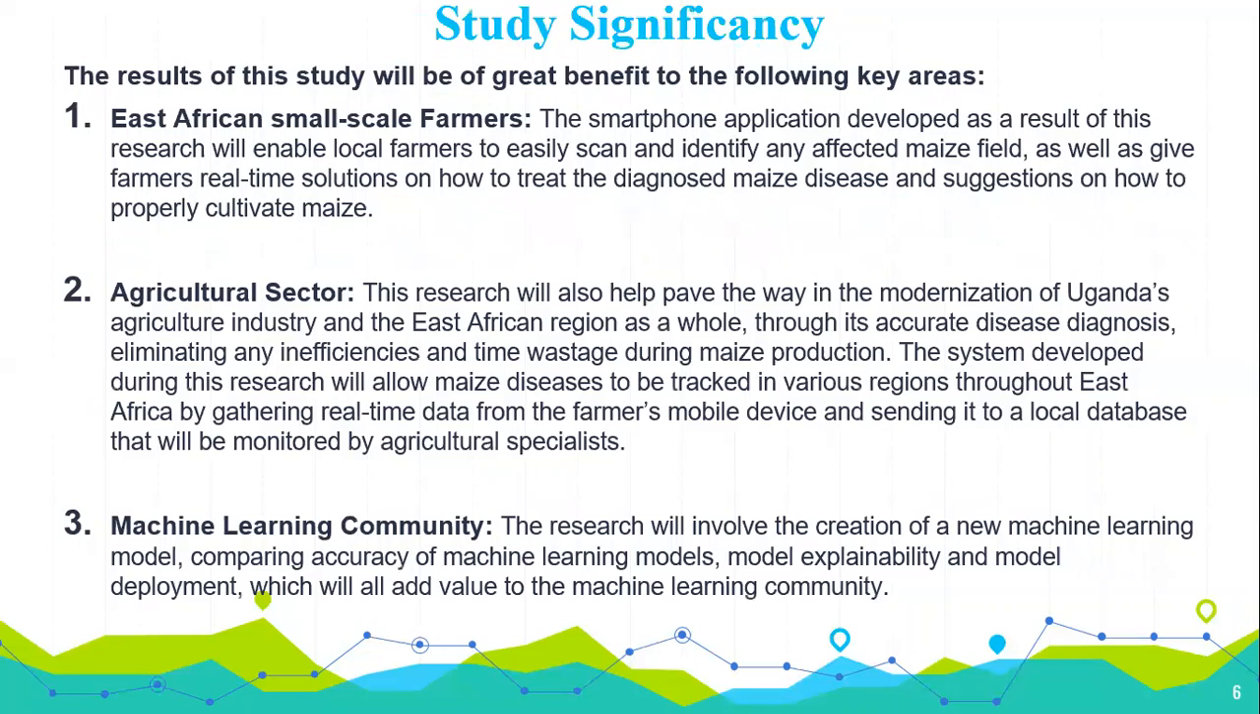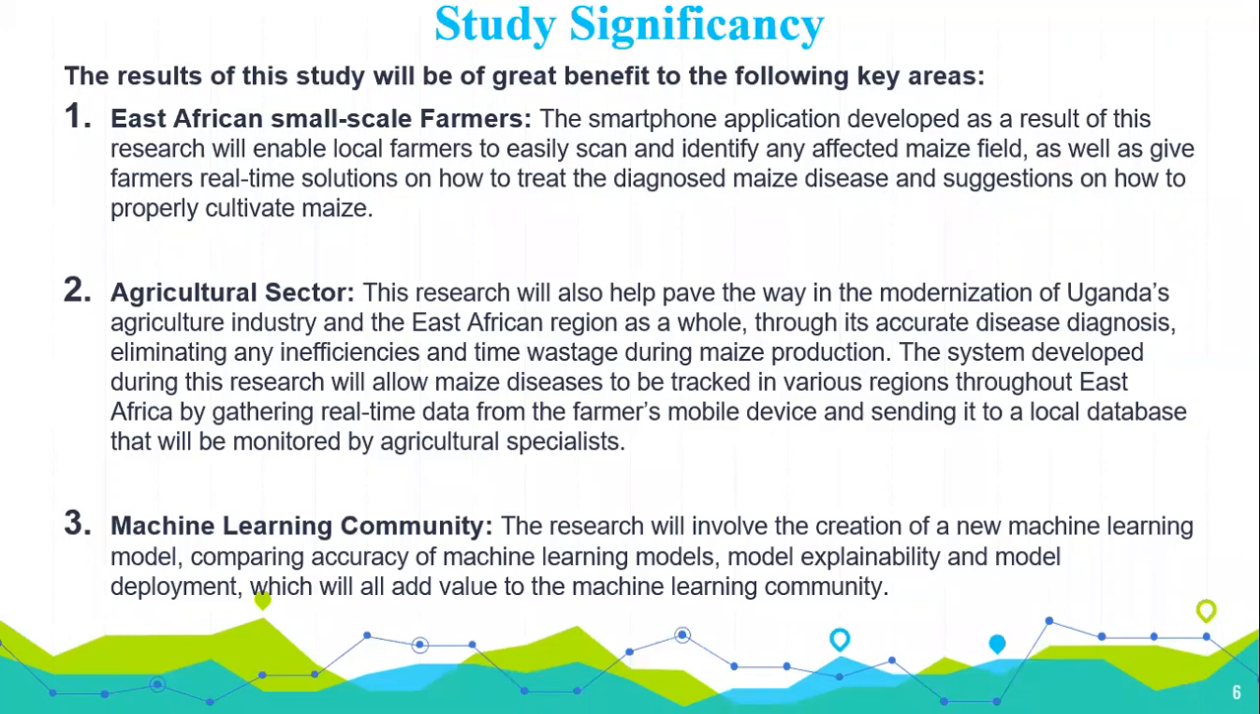The significance of our study among the East African small scale farmers is that the smartphone which they shall use shall be able to detect these two diseases, especially diagnosing them, because most of these diseases have the biggest impact when they are at the early stages of the plant. So it is better to track them at a very early stage.